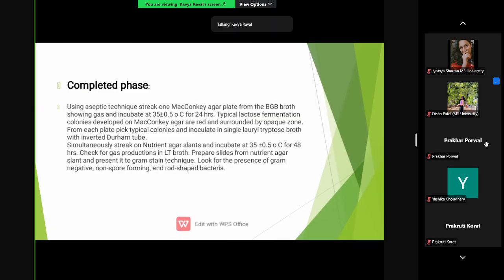Completed test. For the completed test, the cultures are streaked on MacConkey agar plate. Typical lactose fermenting colonies are further examined by gram staining. Gram negative non-spore forming rods confirm coliform bacteria presence.